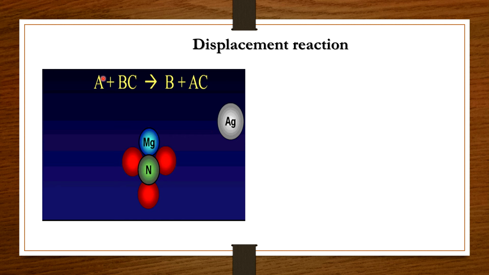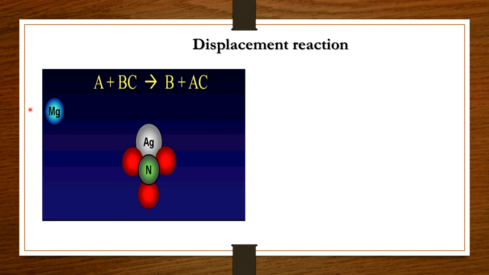Observe this image. Here A plus BC. These are two reactants and this will form these two products. Suppose that in this example Mg means A, magnesium, and this is AgNO3, silver nitrate, that means BC. So this Mg displaces Ag and it will form Mg(NO3)2 plus Ag.